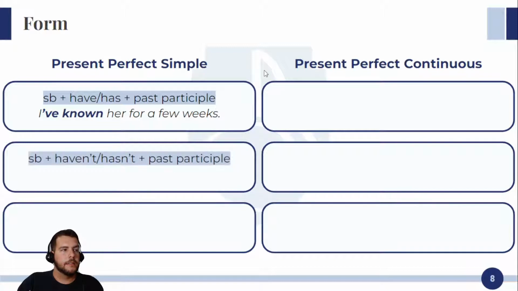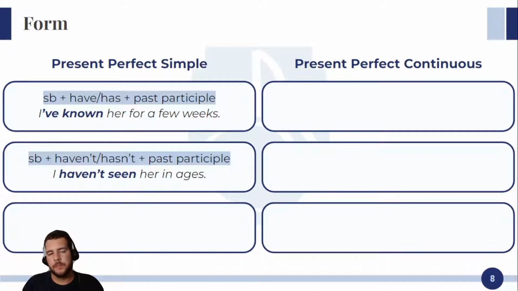In the negative, we have subject, haven't or hasn't plus past participle. For example, I haven't seen her in ages. Please remember that seen is the past participle of the verb see.